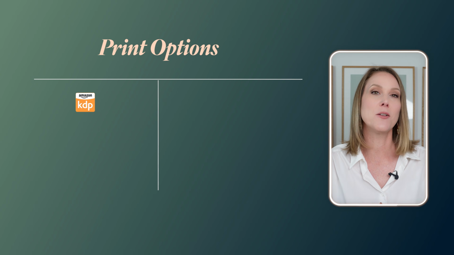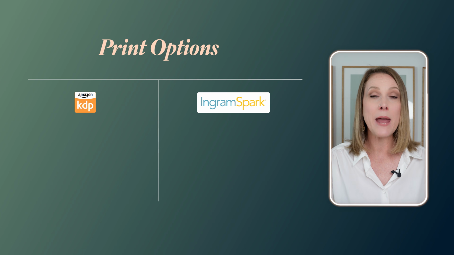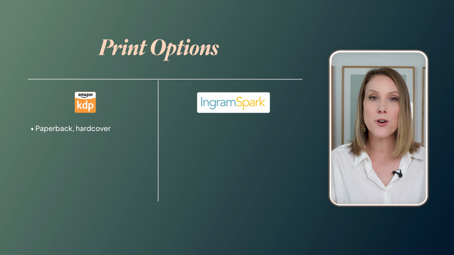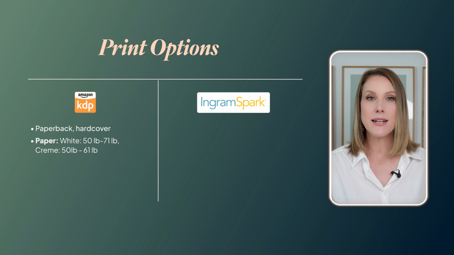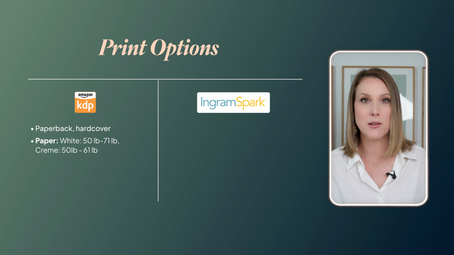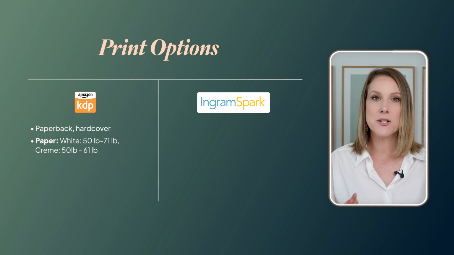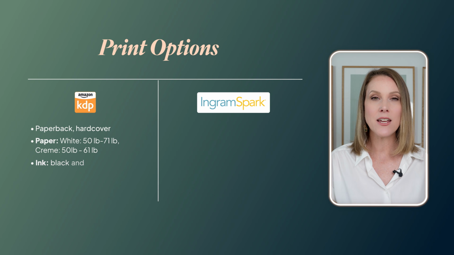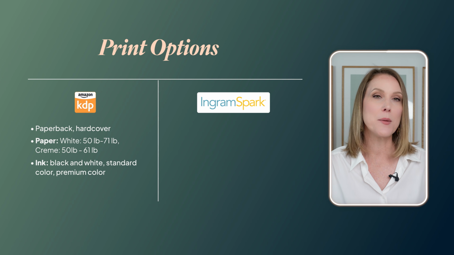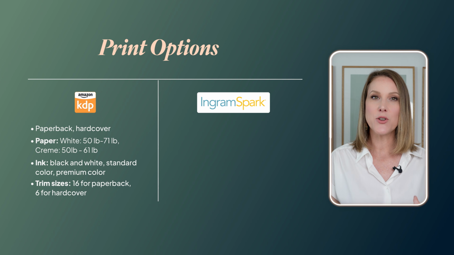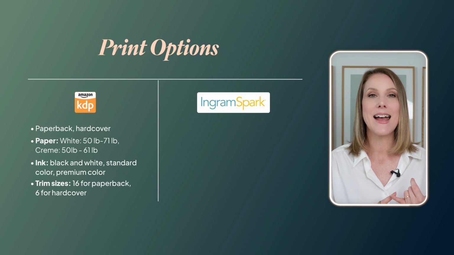All right, let's get back to print options. So for KDP, you've got paperback and hardcover options. Now for paper, there's a white option, and the paper weight is between 50 pounds and 71 pounds, depending on your ink type. And for the cream option, it's between 50 and 61 pounds. Now, the other reason for the range of paper weights is because it depends which location your book is going to be printed at. They use printers all over the world, so some of them you're gonna get printed at 60 pound, some of them at 70 pound. Now for ink, you've got black and white, standard color, and premium color options. And then for trim sizes, you've got 16 trim sizes for paperback and 6 for hardcover.